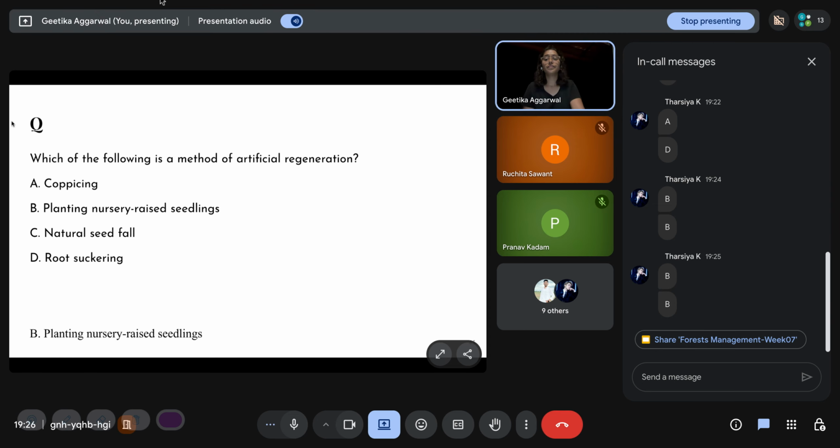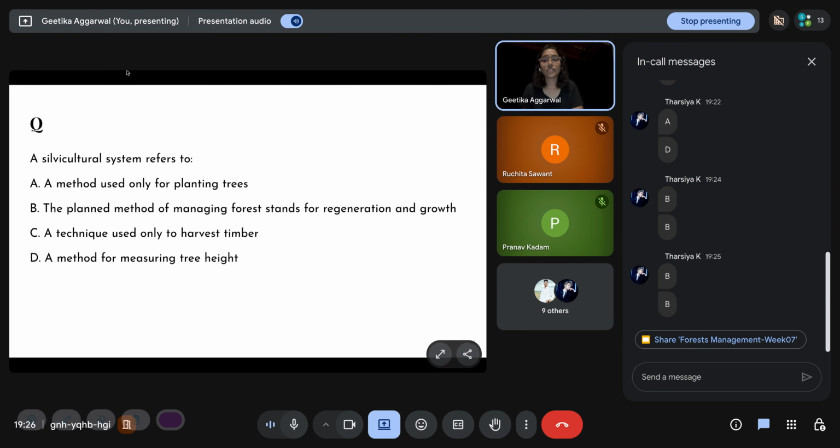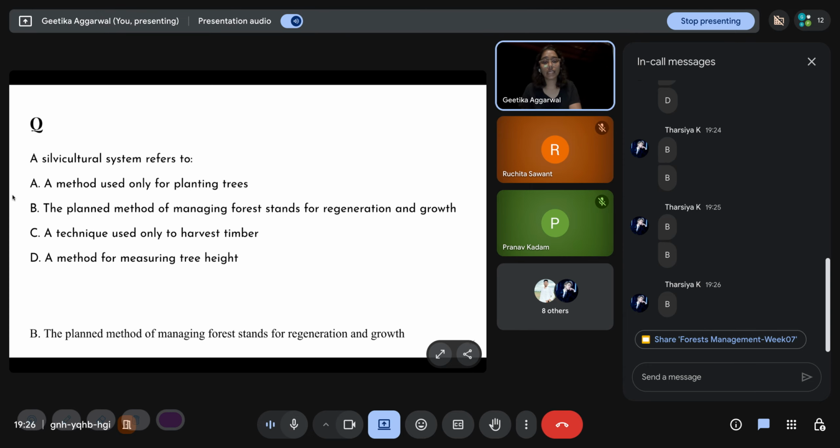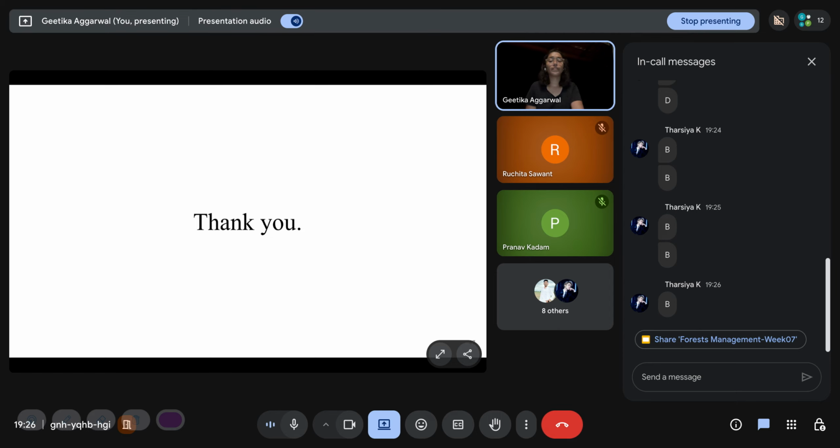A silvicultural system refers to a method used only for planting trees, planned method of managing forest stands for regeneration and growth, technique used to harvest timber, or a method for measuring tree height. So, which of these is a silvicultural system? Yes, again the answer is B. It's basically a way of managing forest stands for regeneration and their growth.